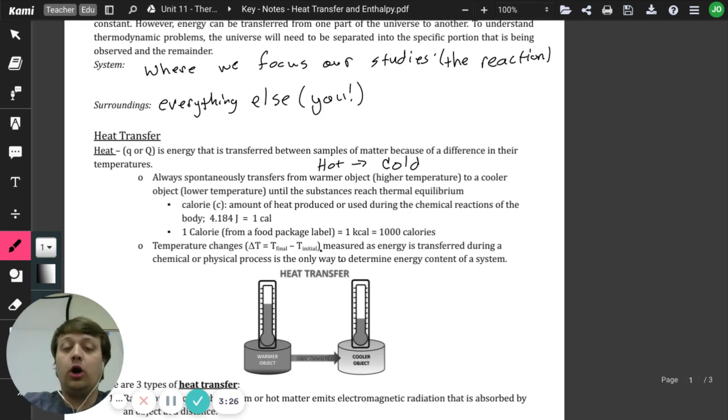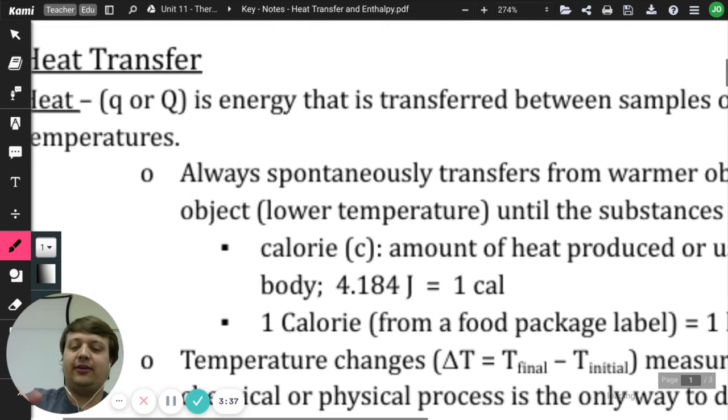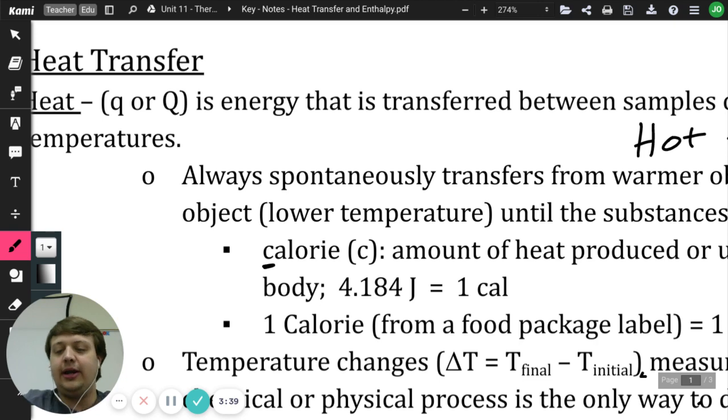Now, when we are working with heat, we do actually work with calories. Now, there are two types of calories that y'all may or may not know about. There is the little c calorie, which is basically the small c calorie here, and there is the big C calorie right here. They mean two different things. The little c calorie is what an actual calorie is, all right? The big C calorie is a kilocalorie.